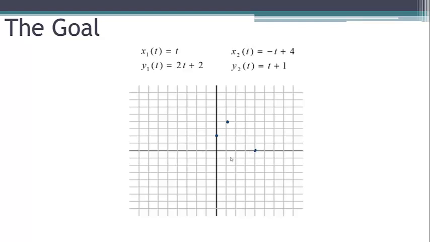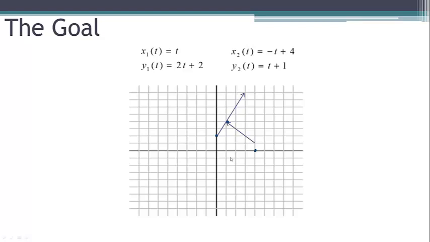Now, when t equals 1, the objects moving along the path have made it to (1, 4) and (3, 2). Notice how the first object just made it to the intersection point, but the second one isn't even close yet. Now, when t equals 2, the paths are at (2, 6) and (2, 3). And when t equals 3, they make it to (3, 8) and (1, 4). The second object or path has finally made it to the intersection point 2 time units after the first one did.